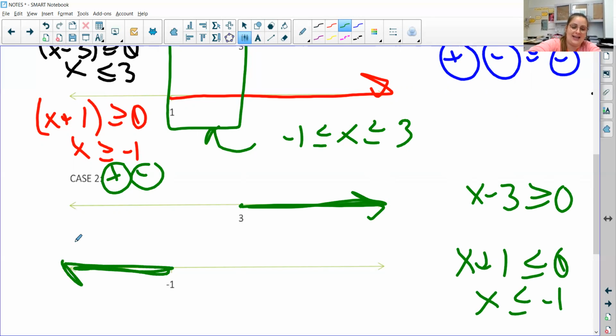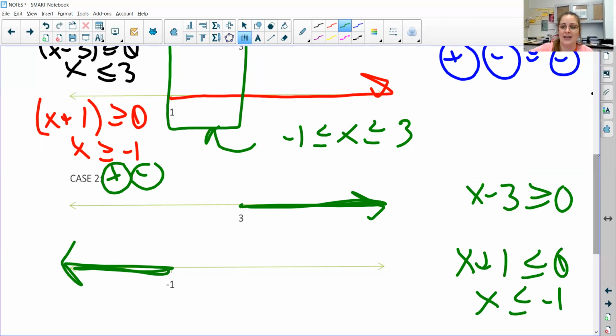Do we have any overlapping of those two where they can both be, where the first factor can be positive and the second factor can be negative? Do we have any values that have any overlapping of those two areas I drew? And of course, no, we don't. So that isn't the solution.